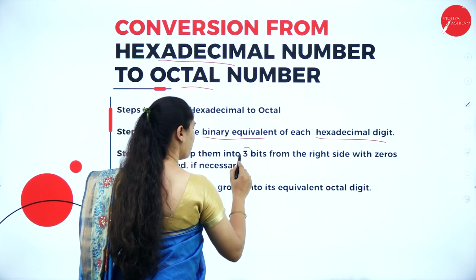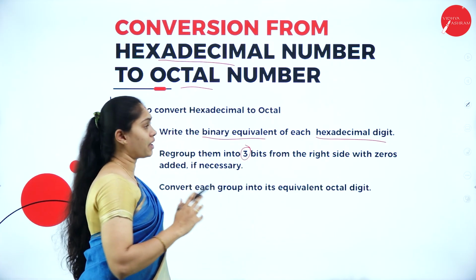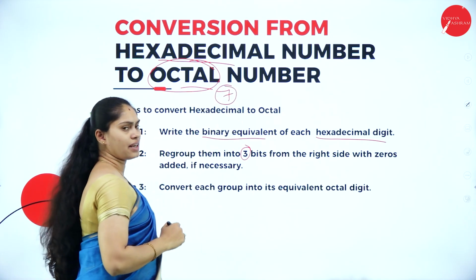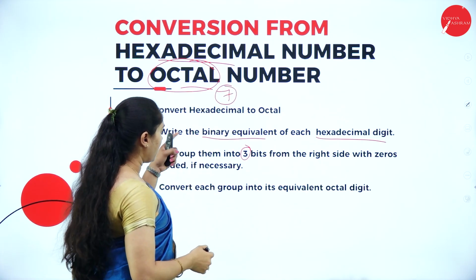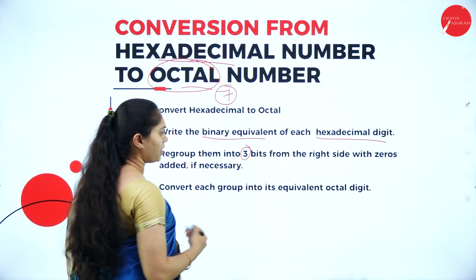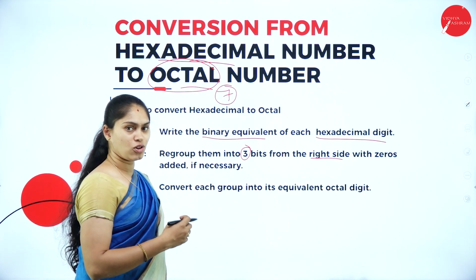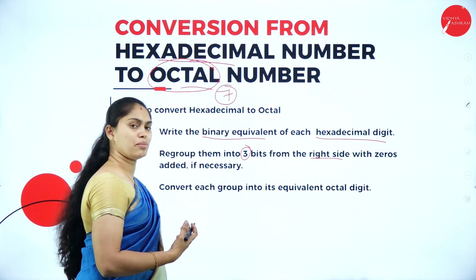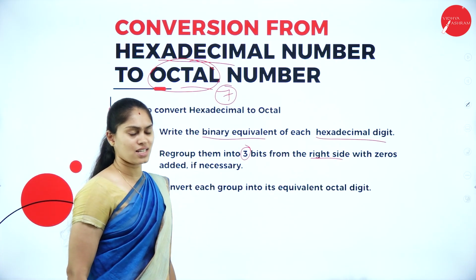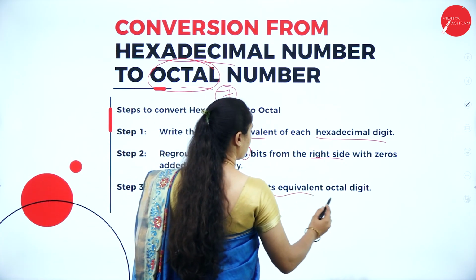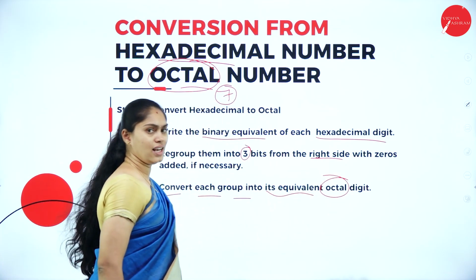After that, we have to make groups of 3. Why? Because in the octal number system, we can have digits only up to 7, that is the 4 2 1 format. We have to regroup 3 bits from the right side, and we have to add 0 if it is necessary, that is, if we are unable to make a group of 3 binary digits. Then we convert each group into its equivalent octal digit.